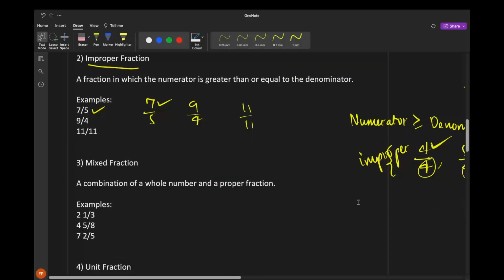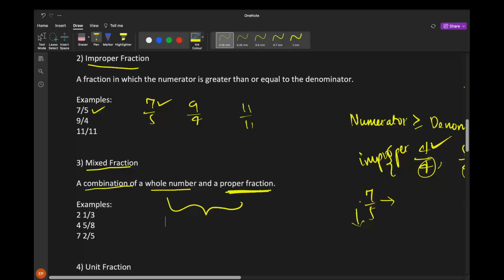Just now we saw the improper fraction, right? 7 by 5 means there are 7 parts, but the whole is divided into 5 equal parts, yet we are taking 7 parts. So it seems not quite a valid one, right? To fix this, we use a mixed fraction. A mixed fraction is a combination of a whole number and a proper fraction.